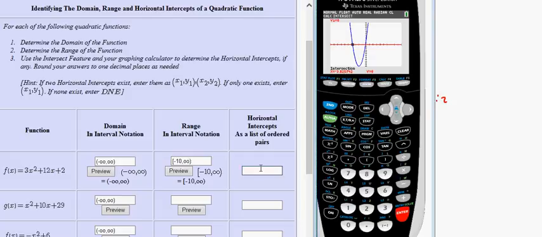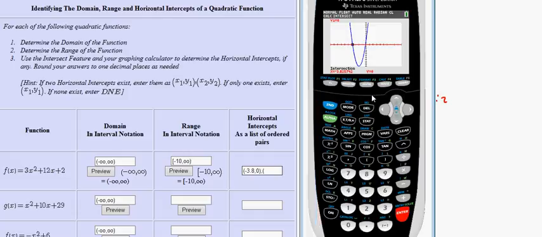So I'm going to write in left parenthesis negative 3.8, and it said to do this as an ordered pair, I believe. It says use the intersect feature to find the horizontal intercepts. Right here, and it says horizontal intercepts as a list of ordered pairs. So negative 3.8 comma 0, right parenthesis, that's the notation for one ordered pair. And since I'm supposed to list them, I'm going to have to put a comma and then left parenthesis and start typing out my second point, which I haven't found yet.